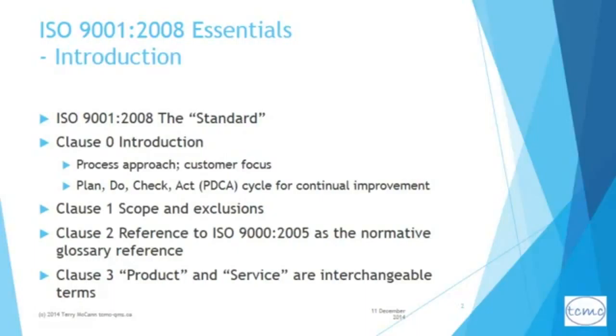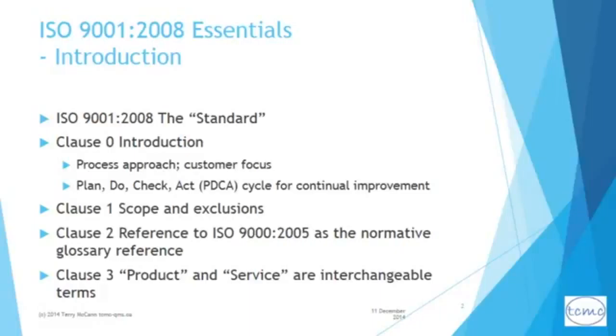ISO 9001 is often referred to simply as the standard, which saves repeated references to ISO 9001. Within the document, the standard refers to itself as this standard or this international standard. Chapters or sections are referred to as clauses. The actual requirements only begin in Clause 4.